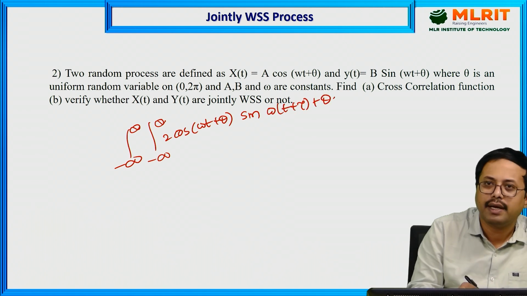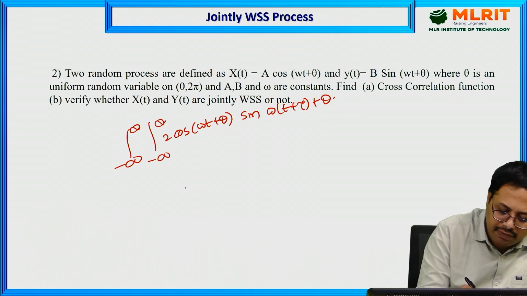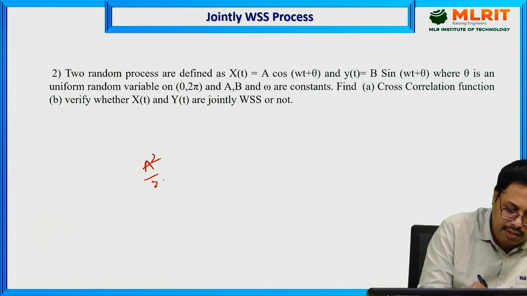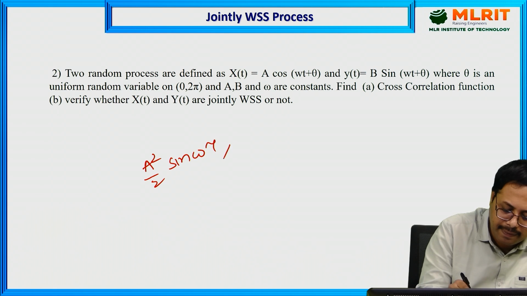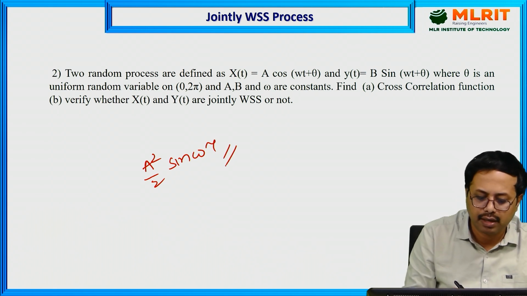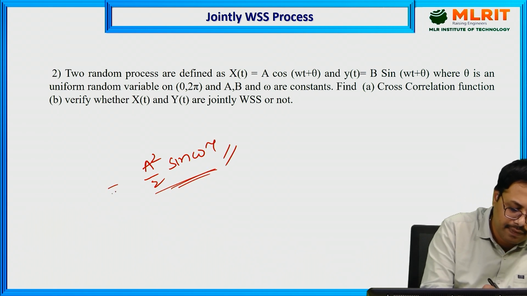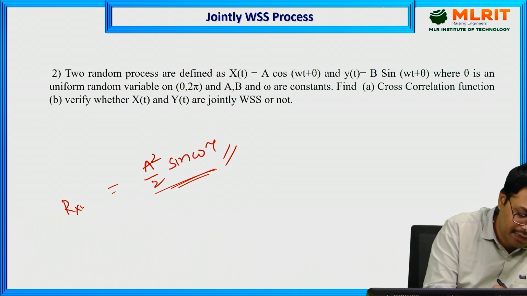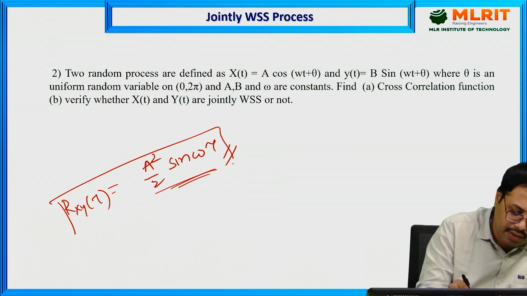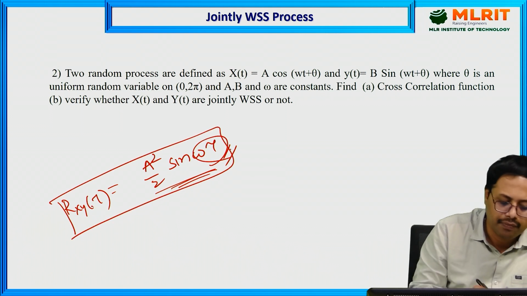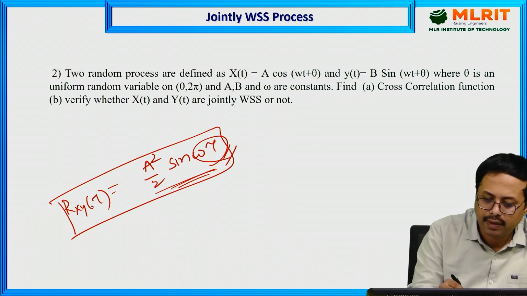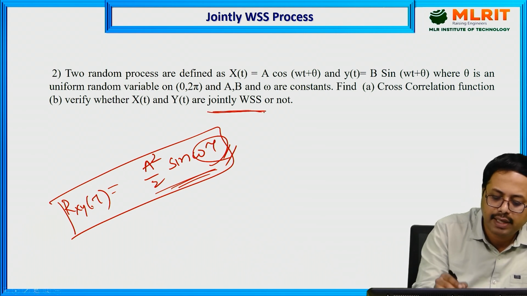Then again you are going to get the 2 cos A sin B form. Here you simplify it further, and you are going to get A squared by 2 sine(omega tau). If you simplify it further, you will get A squared by 2 sine(omega tau). Here Rxy of tau is also a function of tau. The cross correlation function is also a function of tau. Then the given processes are satisfying jointly wide-sense stationary.